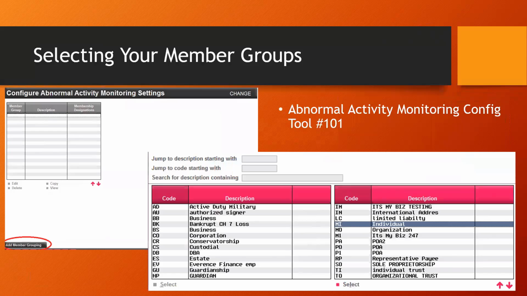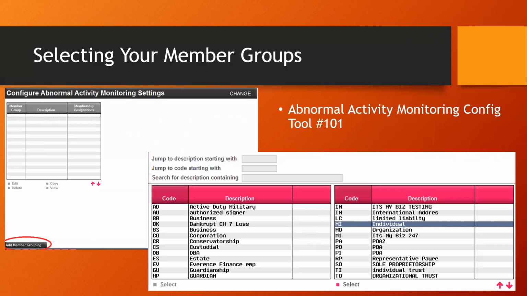The first thing you're going to do is take tool 101, and that's the abnormal monitoring config. You're going to start with member designation, and generally speaking, we like to see at least 3 different groups built. Member individual, just the natural person member, would be one group, and then any other ones that you feel would be like the normal member.